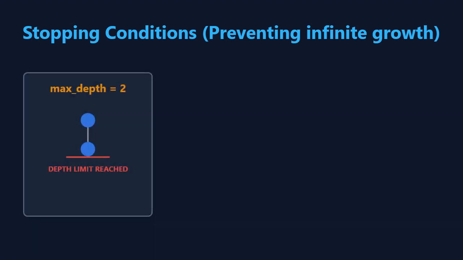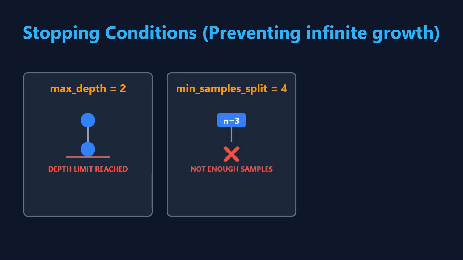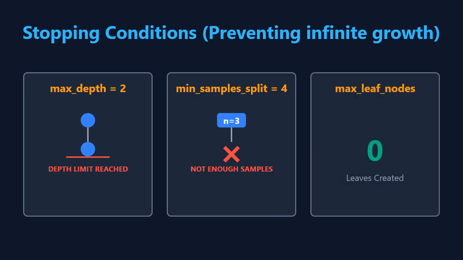There are several controls. Max depth limits the maximum depth of the tree. Min samples split defines the minimum number of samples required to split a node. Min samples leaf defines the minimum number of samples allowed in a leaf. And max leaf nodes can limit the total number of leaves. These parameters are extremely important because they help control overfitting.